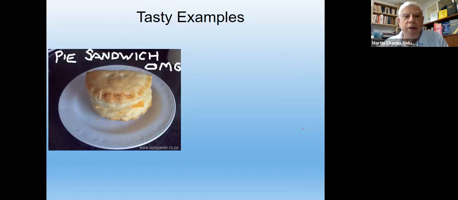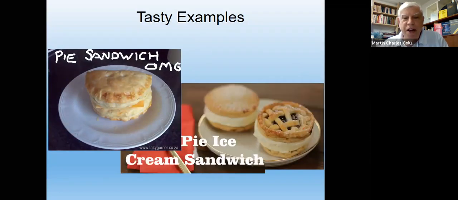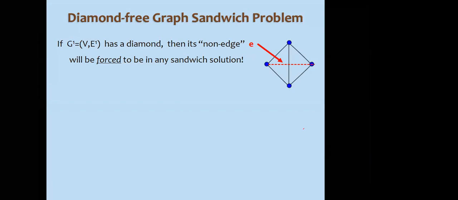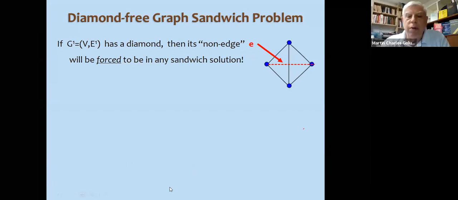So here's an example of a pie sandwich and another ice cream pie sandwich. Let's look at this problem called the diamond-free sandwich problem.